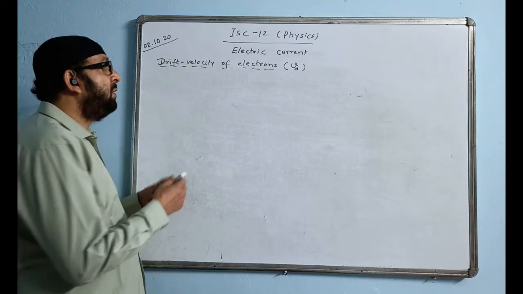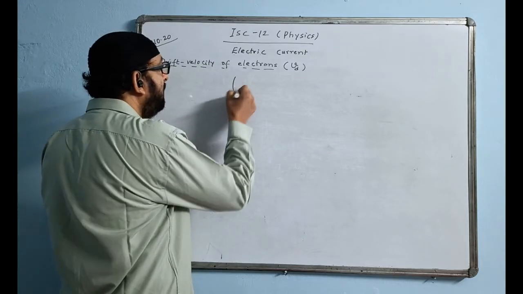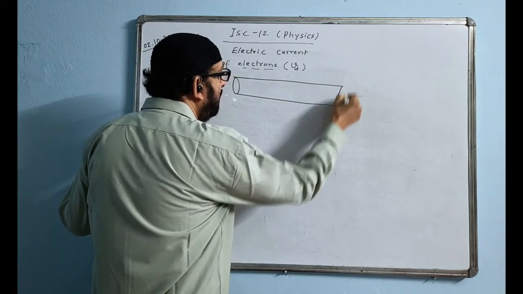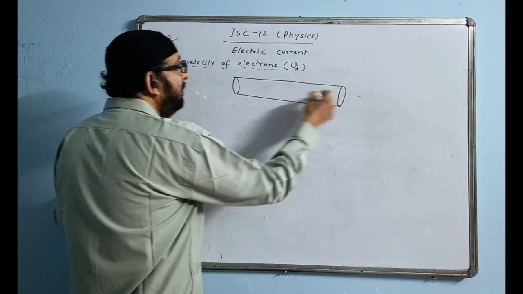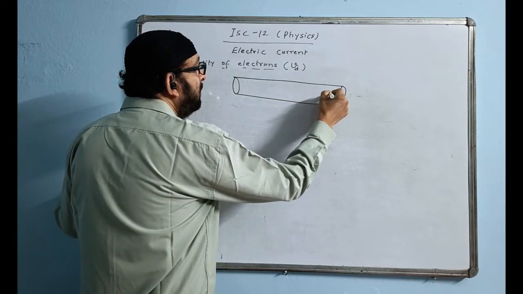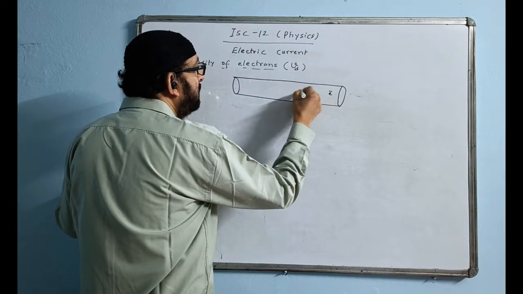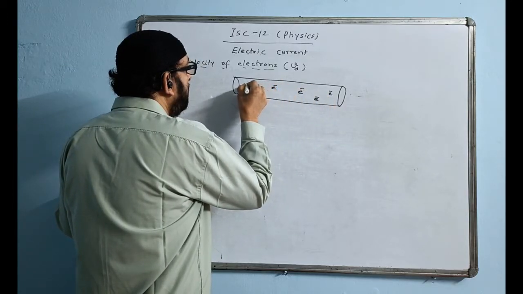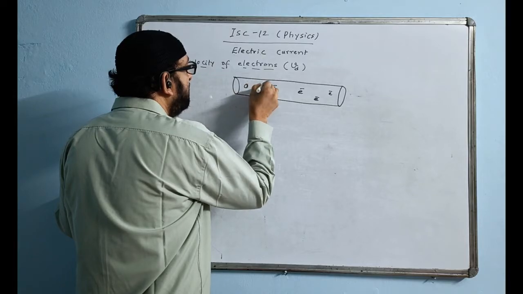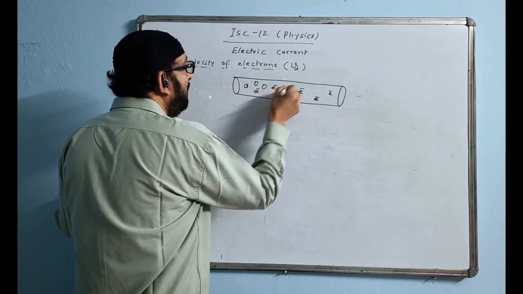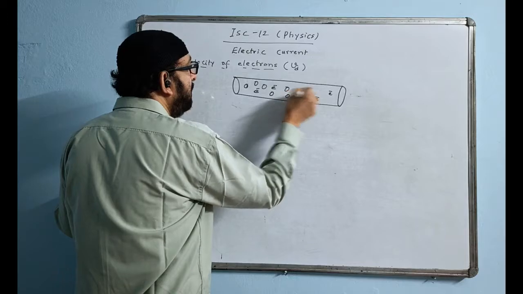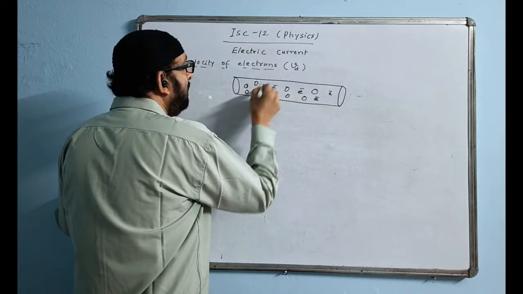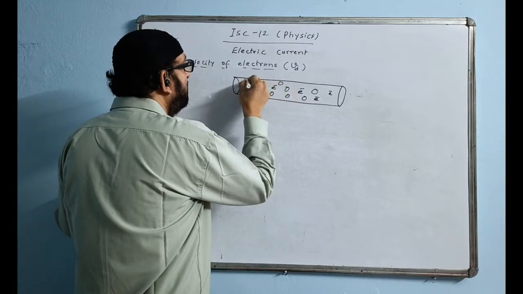Okay, you have to understand the concept of this, so for that we will be drawing this diagram. We will take a conductor here and we will have electrons. These are the electrons, and the atoms of the conductor are there like this. Fixed atoms are there. So many electrons and so many fixed atoms are there.